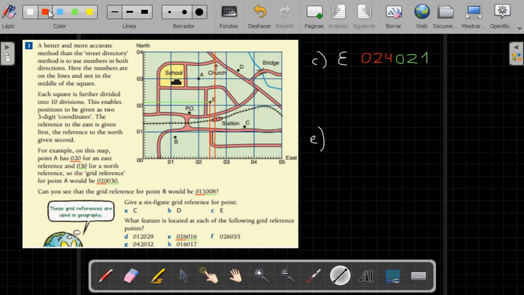Now I must do the same with the north reference, which is 016. Vamos a hacer lo mismo con la referencia norte, la cual es 016. Entonces, first thing we have to do is locate 01, which is right here, and from there we have to count six more divisions. 1, 2, 3, 4, 5, and 6 there.